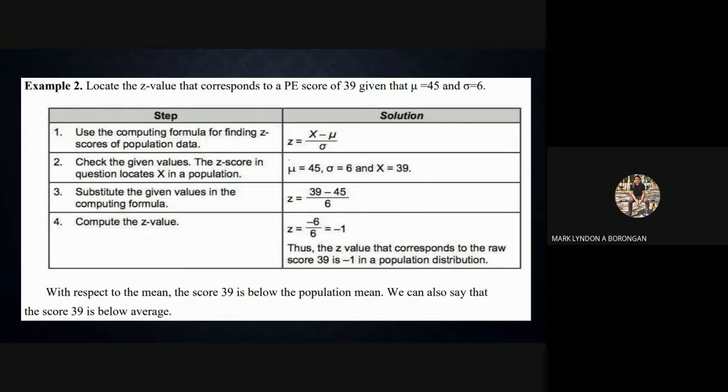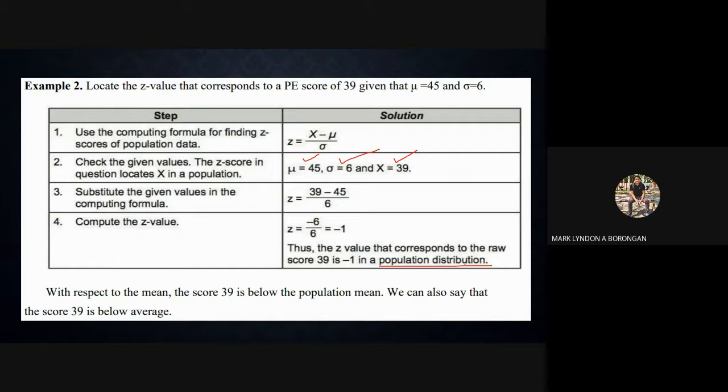So next is to determine the given. So unsa ato mga given dinhi para hapsay na ato pag-substitute. So mu is 45, sigma is 6, x is equal to 39, and then next is substitution na dayon. Mo-substitute na dayon ka. So pag substitute nimo, simplify na lang dayon after, you'll get the z-score which is equal to negative 1. So the z value that corresponds to the raw score 39 is negative 1 in a population distribution.